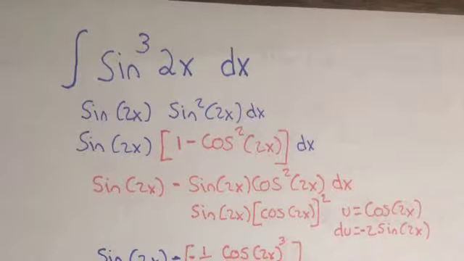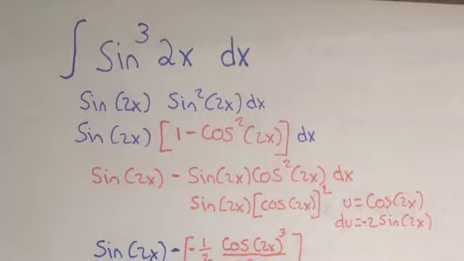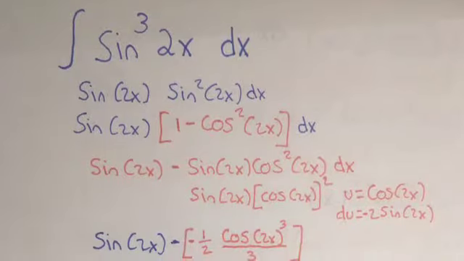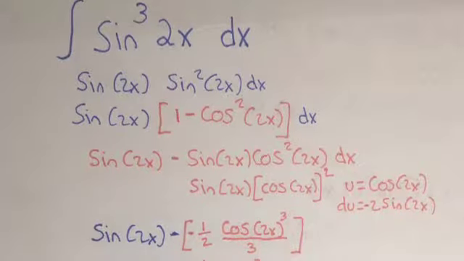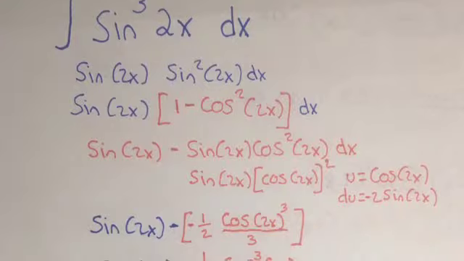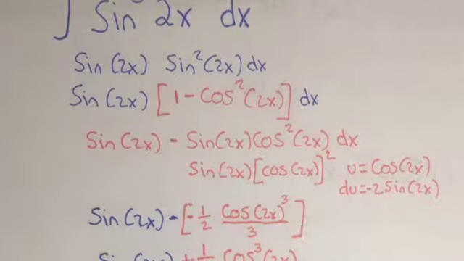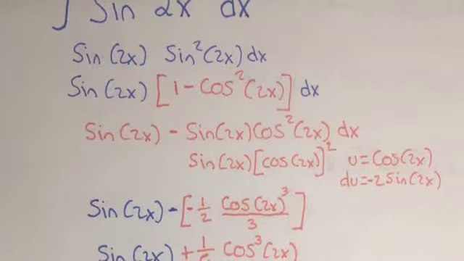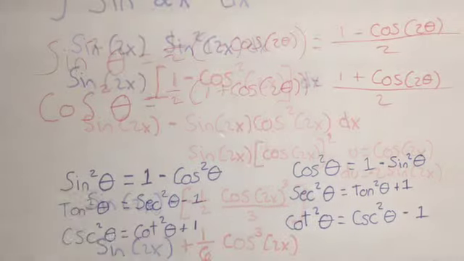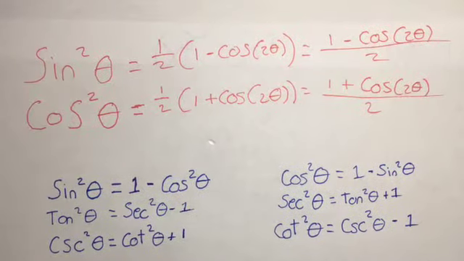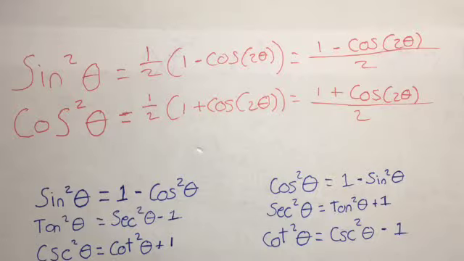In this example, we have an odd exponent, that is sine to the third 2x. We are going to separate it by 2, that is sine 2x and sine squared 2x. We go to the trigonometric identities and we use the one in blue that says sine squared is 1 minus cosine squared 2x.